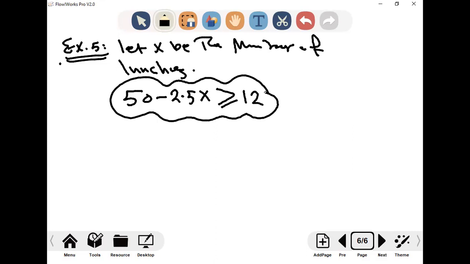Do you understand it? She has 50. She will pay for a number of lunches, right? But she wants to have remaining money of 12 or more, so she can go to the movie. Focus here. Don't forget this negative, this negative is important. Now negative 2.5x is more than or equal to 12, minus 50. The 50 is positive, and the negative comes with the 2.5. Negative 2.5x is more than or equal to negative 38.